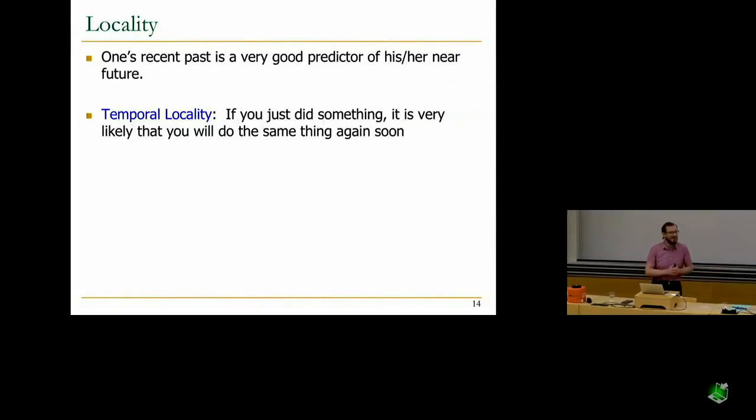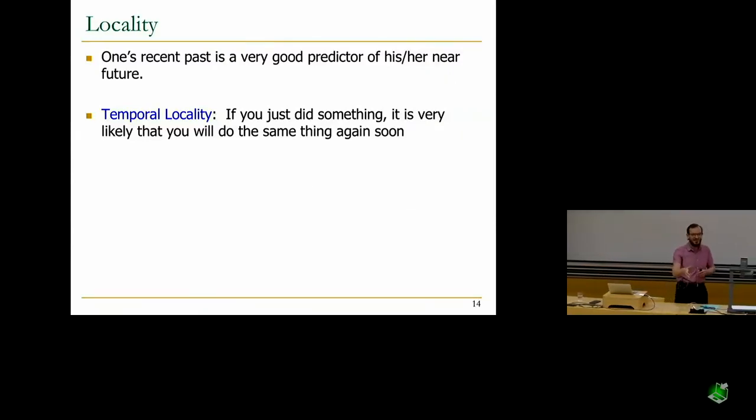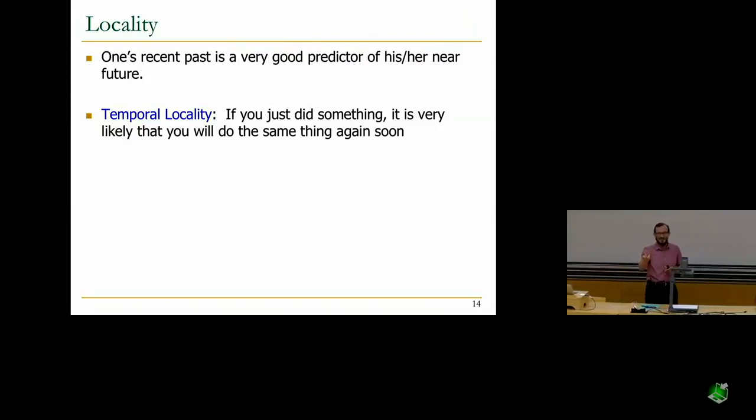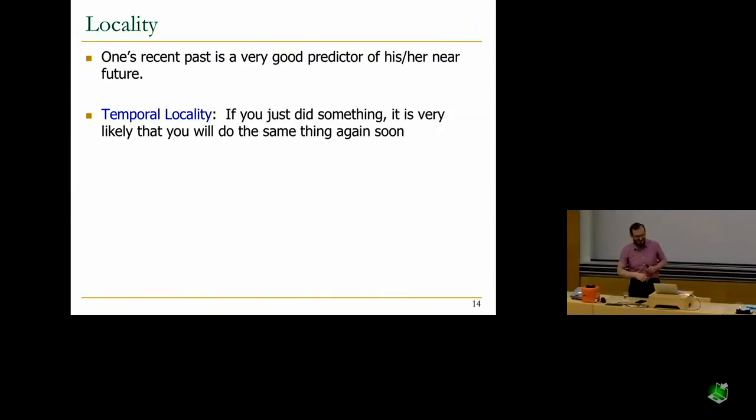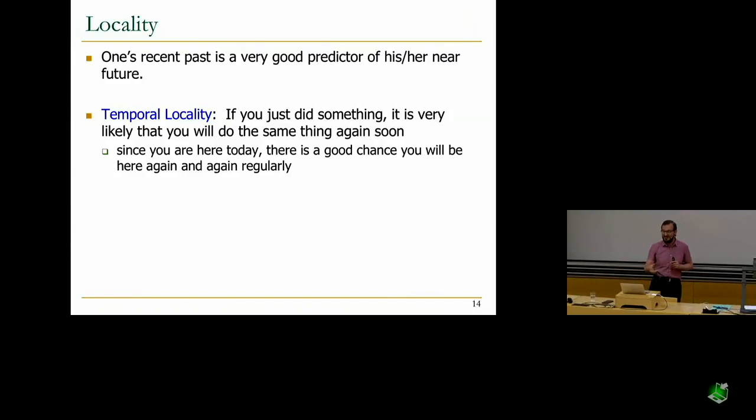So temporal locality says basically if you just did something, it's very likely that you will do the same thing soon. So if you are listening to me, it's very likely that a minute later, you're going to listen to me also. If you're not listening to me and if you're sleeping, it's very likely that a minute later, you're going to be sleeping also, right? That's the temporal locality in actions, right? Another example, since you're here today, there's a good chance you will be here again and again regularly, right? Thursdays and Fridays. And if you're not here today, there's a good chance that you're not going to be here again and again regularly, and I can observe that locality from many of you.